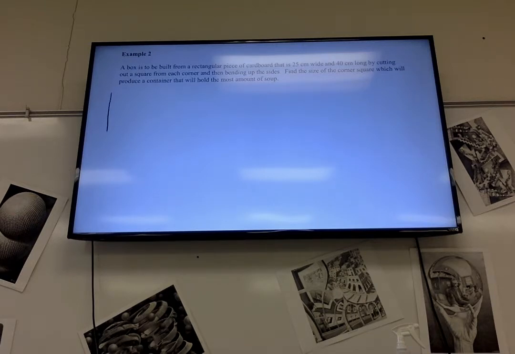So step 1, if you didn't do it yesterday, was to determine the quantity that is to be maximized: the size of the corner square which produces a container that will hold the most amount of soup. So what are we talking about? Holding the most amount of soup. What is that? Volume. So we're looking for the volume of this box.